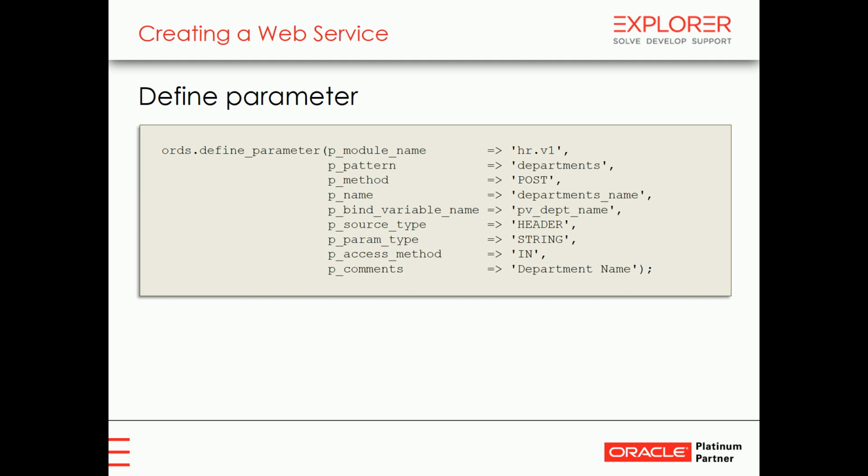The source can be URI, header or response. This is how the parameters are passed in and out. The data type available is string, int, double, boolean, long or timestamp. The access method can be in, out or in-out, and you can include a comment.